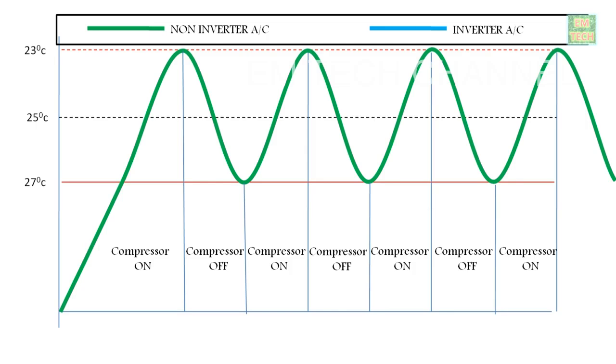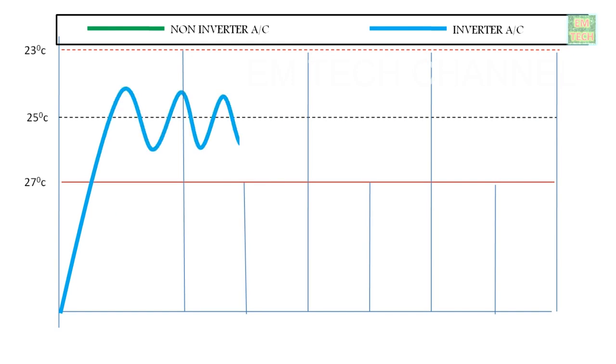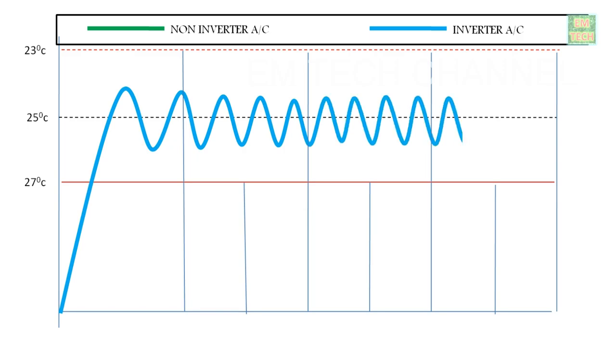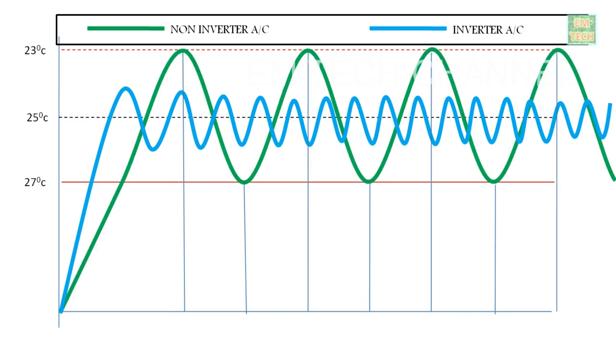You can see here, it starts from the room temperature, and the compressor was continuously on till 23 degrees Celsius. Once it reaches 23 degrees Celsius, the compressor is off and again the temperature starts building up. Once it builds up to 27 degrees Celsius, the compressor is again switched on and the same process continues. If you see the waveform of an inverter AC, its variation is very small. It continuously maintains and follows the set temperature and hence it is considered to be highly efficient.